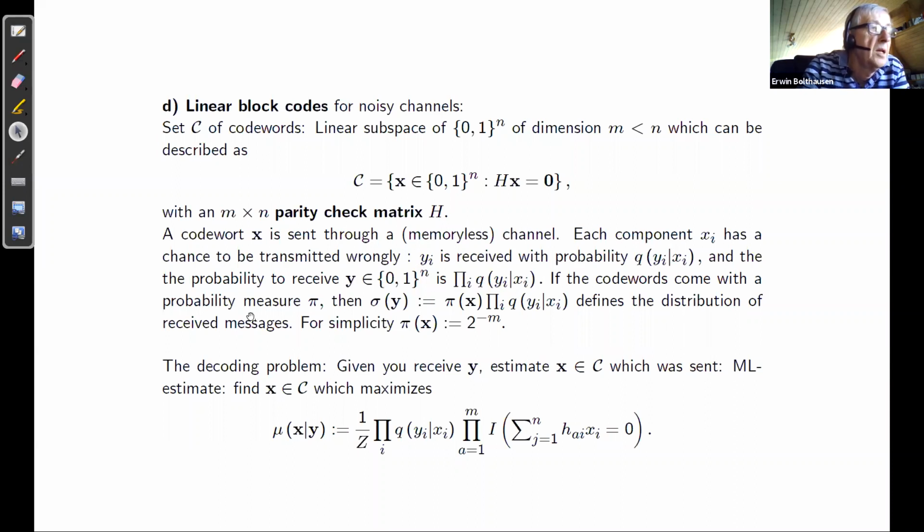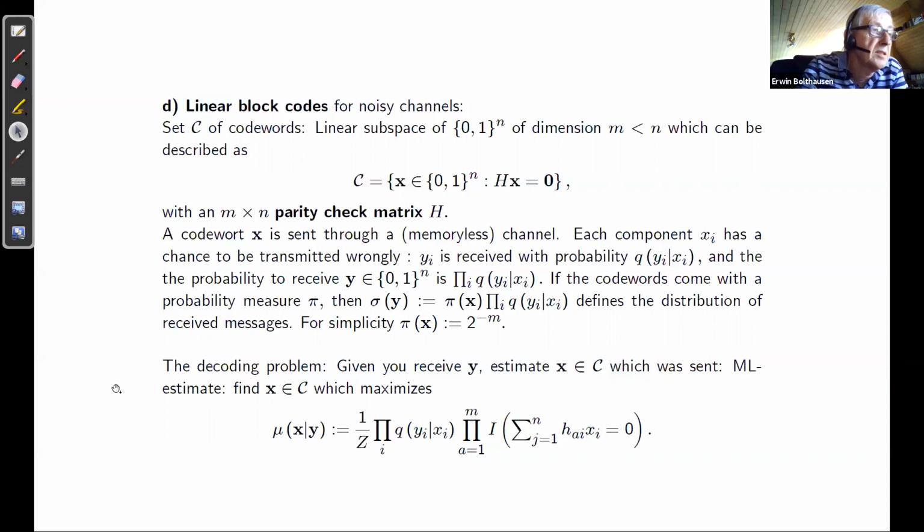Now, what is typically assumed is that the code words which are sent come with a certain probability distribution, Pi. For simplicity, one often assumes a uniform distribution over all possible code words. In practice that's of course not very realistic, but for theoretical computation it's often assumed. And then the probability that you receive y is given by multiplying that with these transition probabilities, so you get a certain distribution on the messages you receive here.